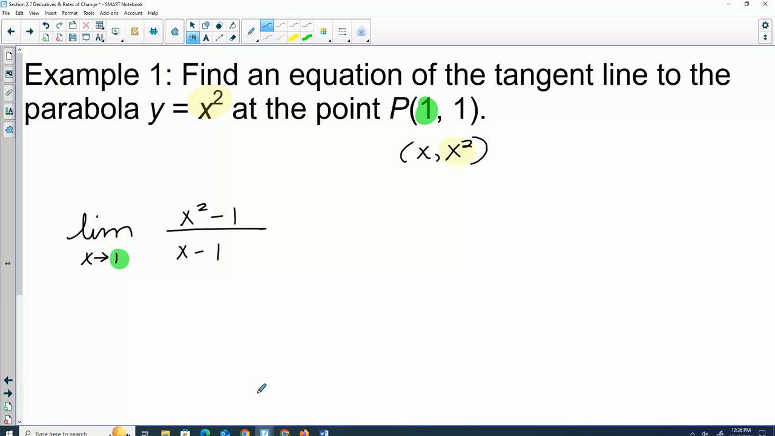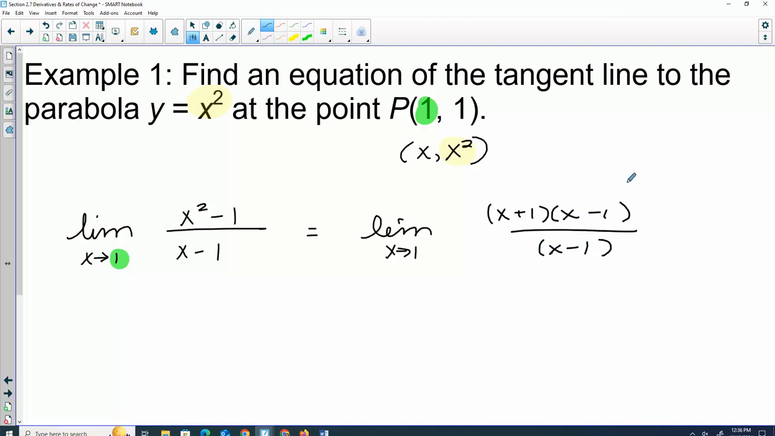So can I plug in my 1? No. But just like we have done for our study guide, our test, the previous section, what do we do? We factor the top. And get a hole. Yes, what kind of discontinuity is that? Removable, because it cancels.